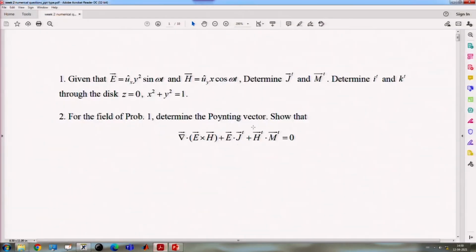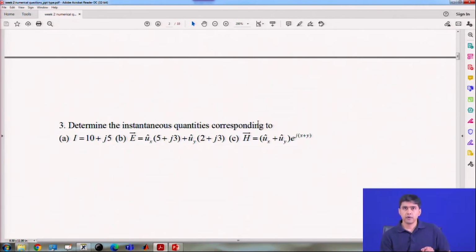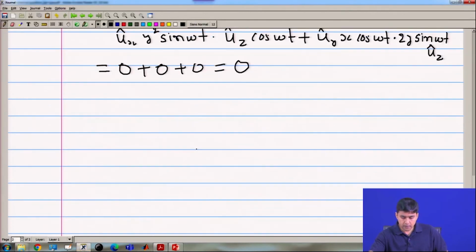Now, we can go to the next problem. Determine the instantaneous quantities corresponding to this. In the A part, I is equal to 10 plus j 5. For this term, we have to find the instantaneous quantities. We will do it one by one. In the first case, I is equal to 10 plus j 5.